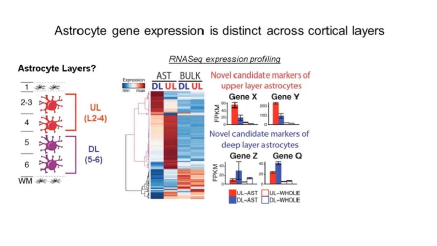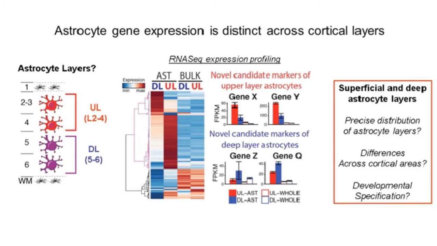And indeed, when I did this, I surprisingly identified a number of genes that distinguish upper and deep layer astrocytes. As the study is currently in progress, the genes are not identified, but I hope you can appreciate that a number of genes here distinguish upper and deep layer astrocytes. X and Y show enrichment in their expression in the upper layers, while Z and Q are enriched in deep layer astrocytes. So this shows you that astrocyte gene expression is distinct across cortical layers, but also raises many questions.